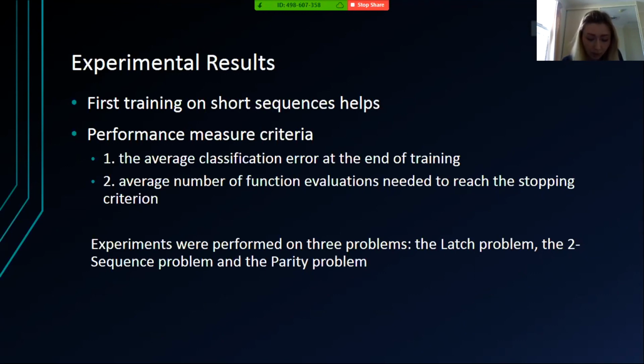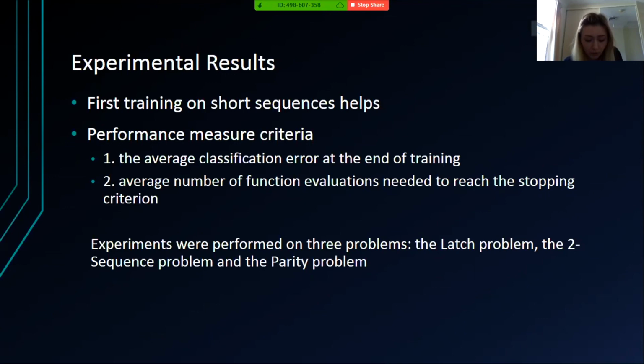Experiments were performed with and without input noise and with varying length of input-output sequences. Performance measure criteria: the first one was average classification error at the end of training, after the stopping criterion has been met, which could be either that an allowed number of function evaluations has been performed or the task has been learned. And the second one is the average number of function evaluations needed to reach the stopping criterion.